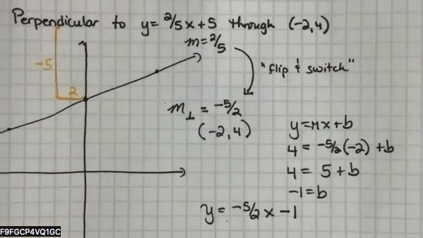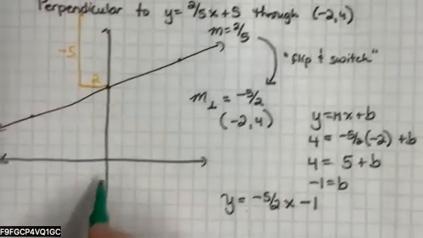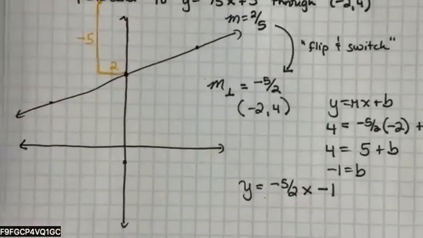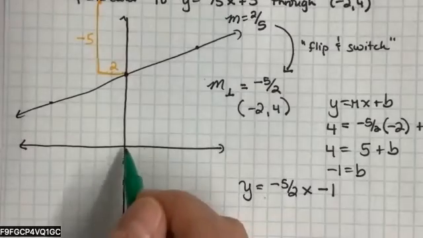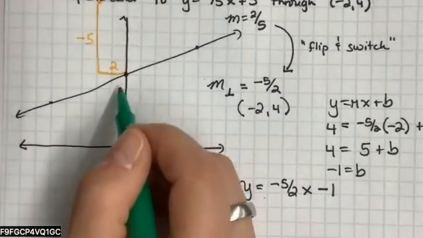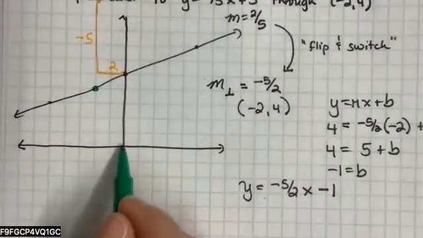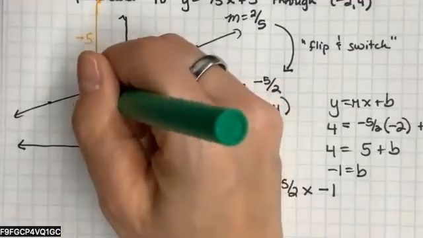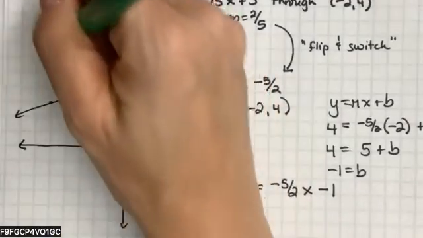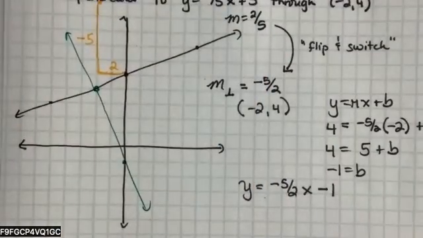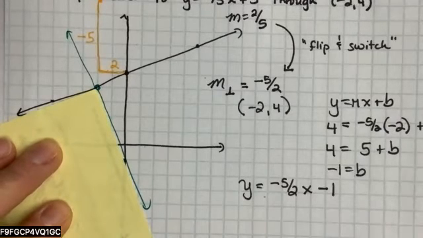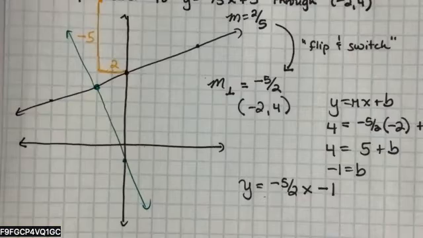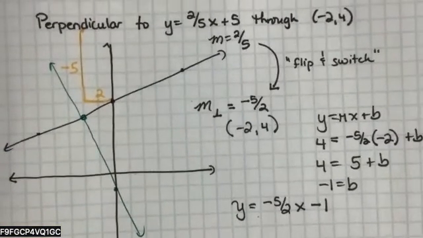And if I wanted to prove it, I could come down here. If I go to -1, and I could go down 5 over 2 or up 2, 3, 4, 5 over 2. Oh, look at that. There's (-2, 4). And if I test it with my little hall pass, there's my right angle, as if I'd used a ruler. That's how you find a perpendicular line.